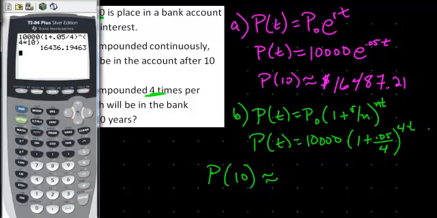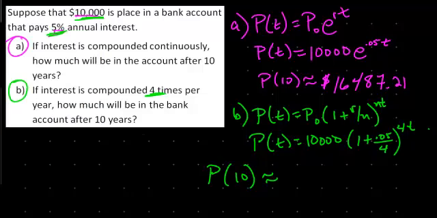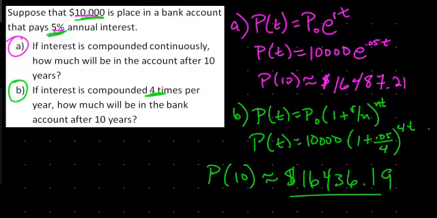$16,436.19. So that's when compounded 4 times per year. So that'd be compounded quarterly. And here was compounded continuously. And you know, when I first started doing problems like this, I would have thought there would have been a bigger difference than that.